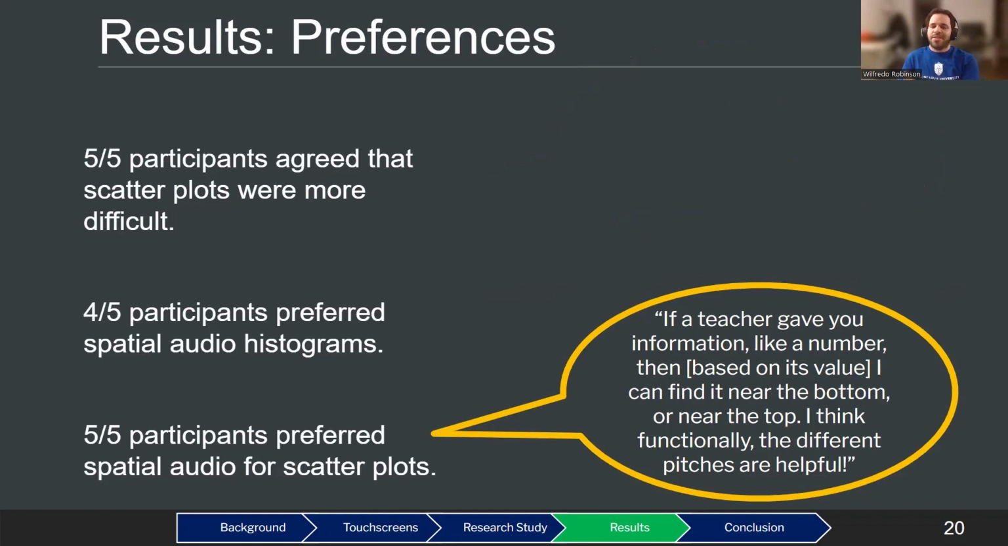One of them used an example from their education. "If a teacher gave you information, like a number, then based on its value, I can find it near the bottom or near the top. I think functionally, the different pitches are helpful."